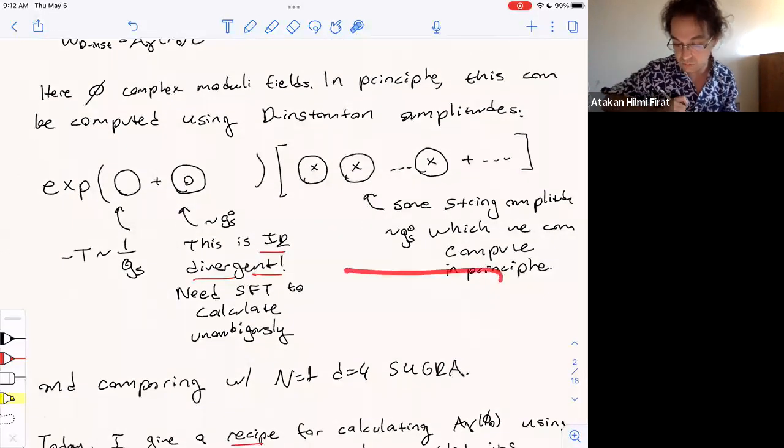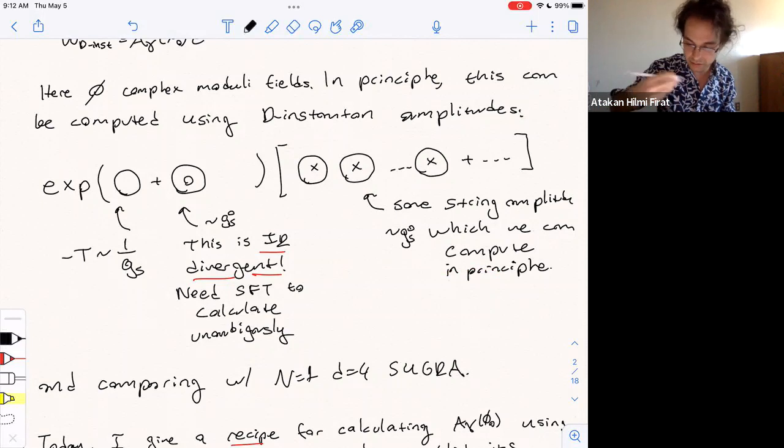And then I can compute some string amplitudes. In general, these depend on g string, and then I can compute them in principle and read off the superpotential.